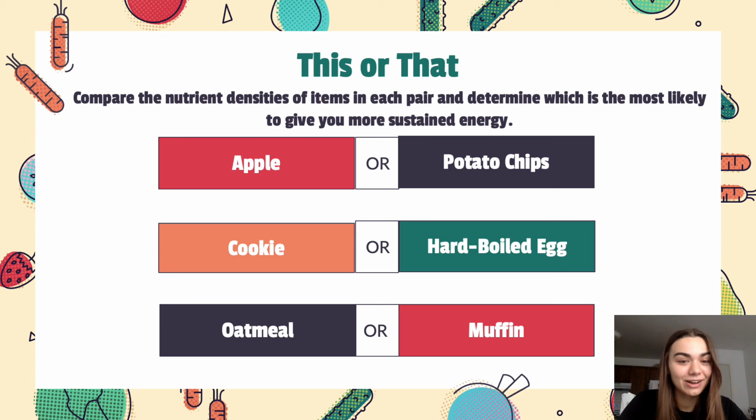And then in our last pair there, we have the oatmeal and the muffin. The oatmeal would provide a great source of carbohydrates that can be used by your body for long-term energy, whereas the muffin, similar to the cookie and the potato chips, is energy dense, tends to be a lot higher in things like added sugar and sodium, and it tends to, again, leave you with that sugar crash at the end of the day.